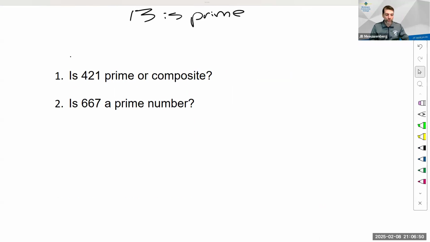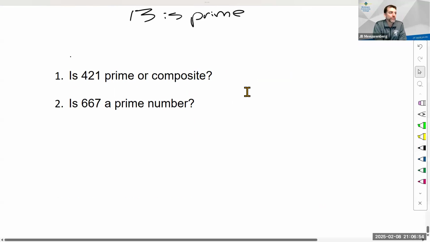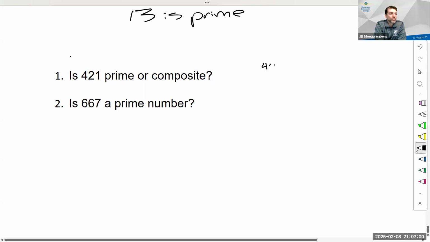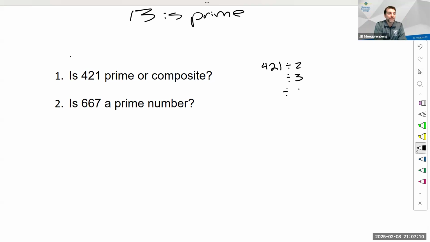All right, let's try 421. Let's take a look at 421. What did you come up with? So again, we're going to take the number 421 and we're going to just divide it by a bunch of prime numbers. We're going to divide it by 2, and then we're going to divide it by 3, and then we're going to divide it by 7. We're just going to keep going. The question is, how far do we need to go? How many numbers do we need to test?